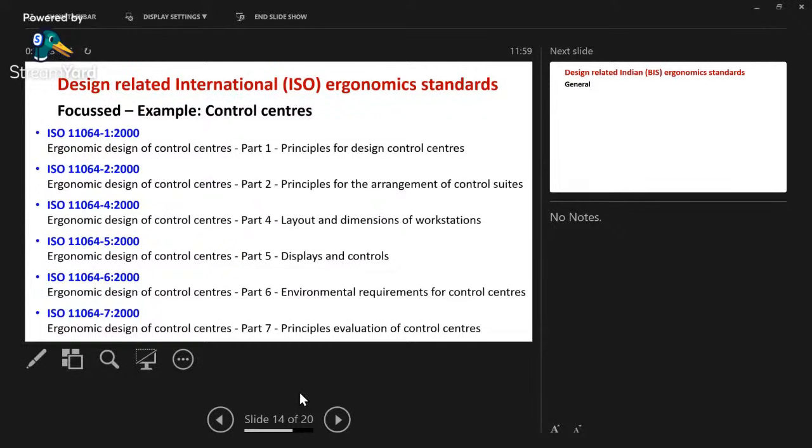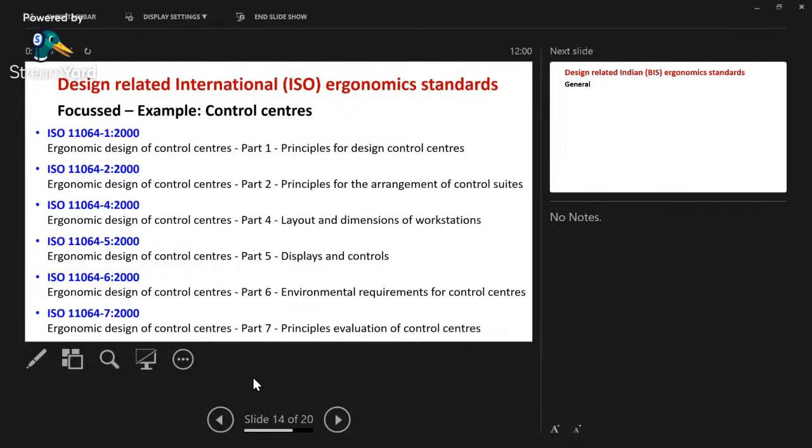Then we talk about the arrangement of the control suites, how they should be arranged. Then the layout and dimensions of these workstations, the displays and controls which should be there, and the environmental requirements for these control centers. And finally, how to evaluate a control room, if you're going for an ergonomics assessment. Instead of just doing a checklist, you have a specific international standard, 11064 part 7, which tells you how to evaluate a control room, whether it matches all the 11064 requirements or not.